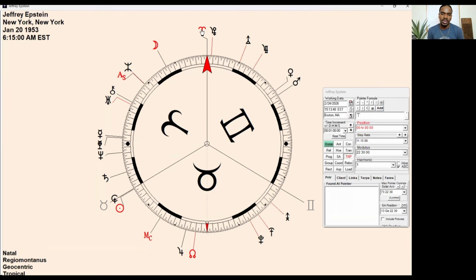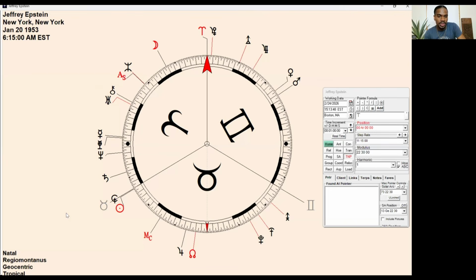All right, everyone. So here on the screen, we have the chart of Jeffrey Epstein, but on the 90-degree dial. The 90-degree dial is one of the primary tools that we use within Uranian astrology because it primarily shows us our hard aspects within our natal chart, but it also shows us our non-traditional, smaller hard aspects that we usually don't consider.